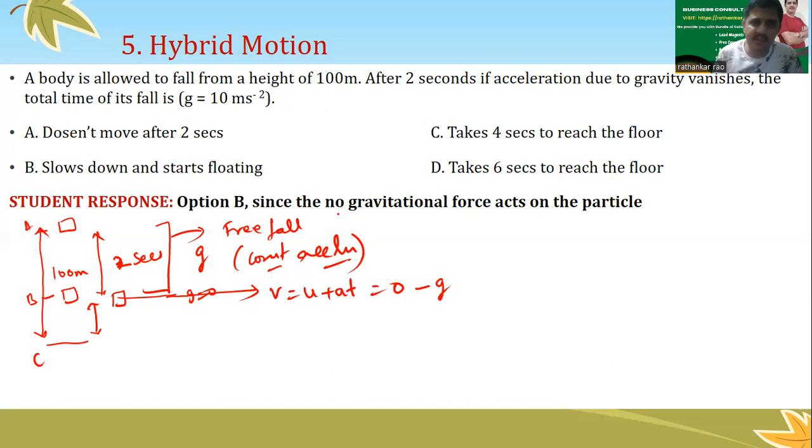What is t here? 2 seconds. Until 2 seconds, there was gravity. And at the 2 second, the gravity immediately vanished. Why? I don't know. It's a physics problem.